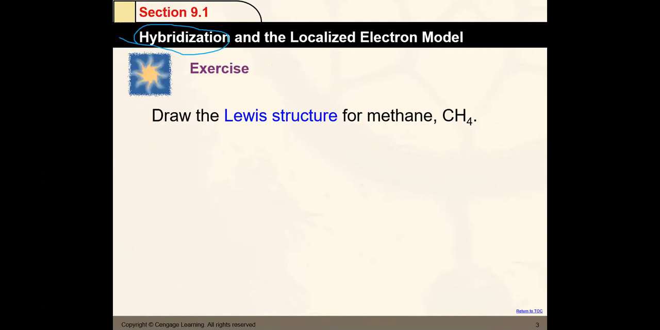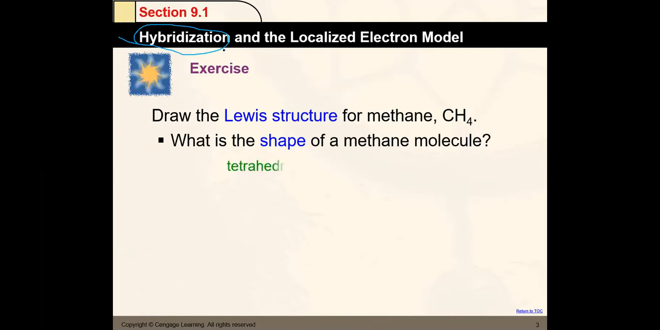So draw the Lewis structure of methane, CH4. We have done that before, right? It is a tetrahedral molecule. Carbon has four bonds. We know that carbon has 4 valence electrons, and hydrogen has 1 valence electron, so each hydrogen's valence electron will match with a valence electron of carbon. So we will have a molecule like this, CH4, with carbon as the central atom and 4 hydrogens.